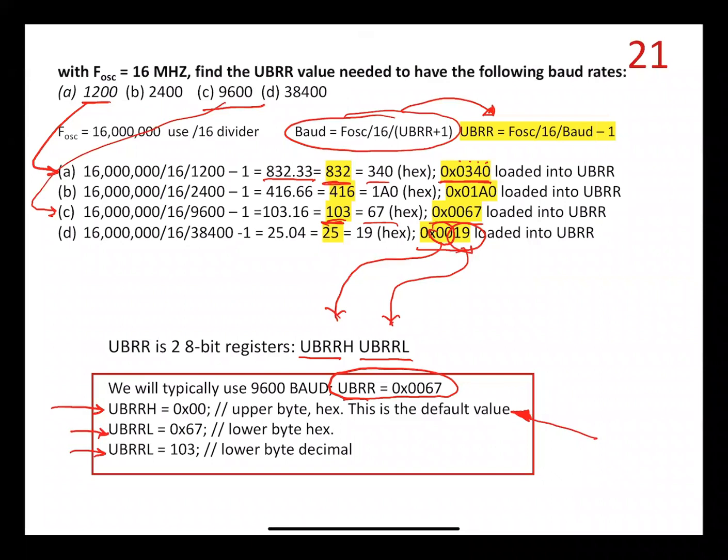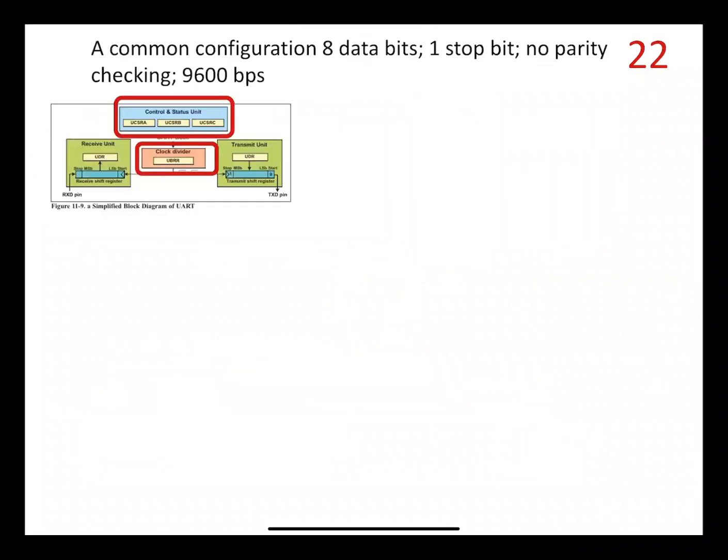Now, I realize I'm throwing this stuff at you fast via PowerPoint. I'm just going to show you a kind of cookbook recipe for how to put all this together. How do we configure everything to get the common protocol we're going to be using always in the course? We want to configure our USART to operate in UART mode for asynchronous serial communication, 8 bits, 1 stop bit, no parity checking, 9600 bits per second.